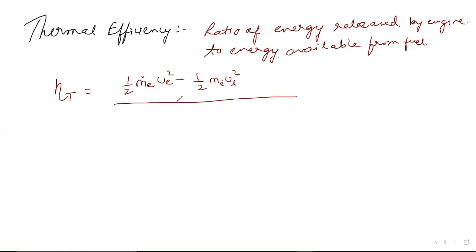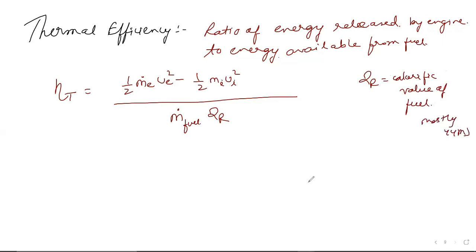This is the output. How much output is actually coming, and how much input are we giving? The input is m fuel times QR. QR is known as the calorific value of fuel. Mostly its value is 44 megajoule.